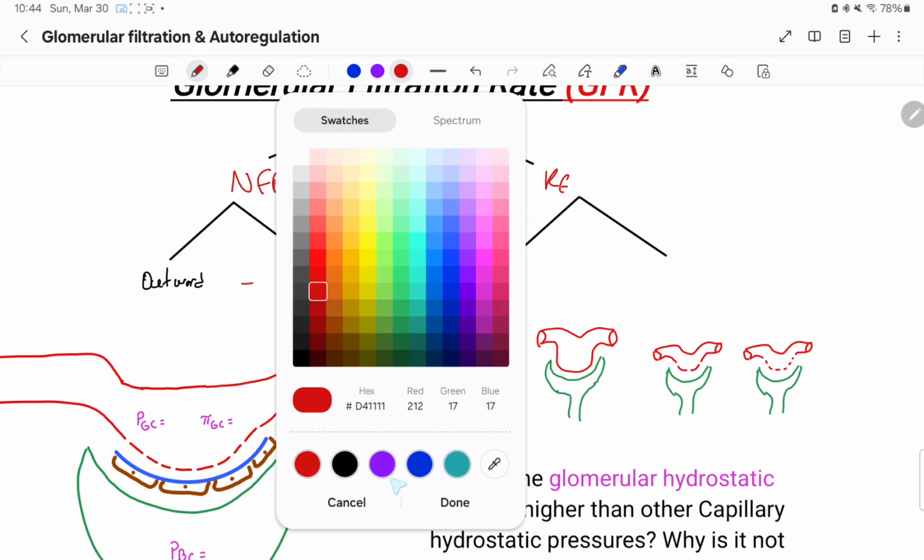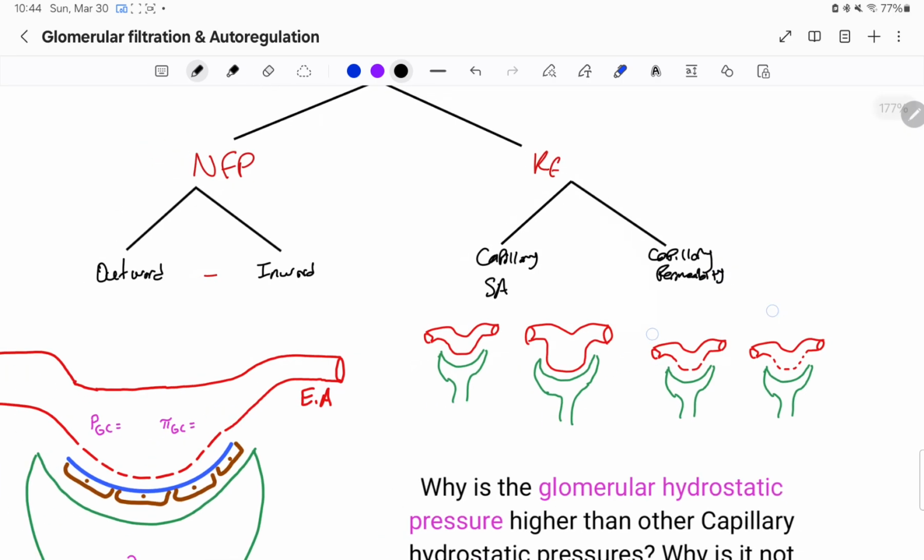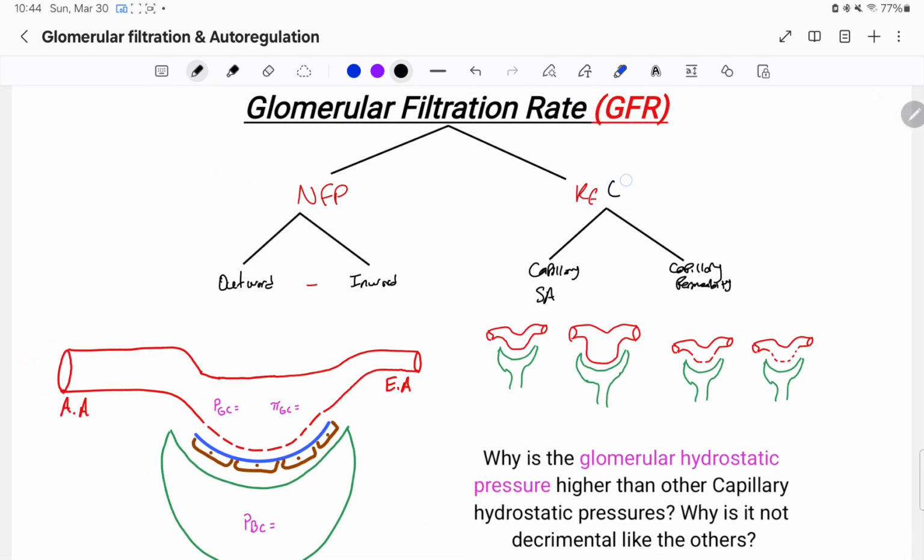The Kf, or the filtration coefficient, is actually being determined by two things. One of them is the capillary surface area. The other one is capillary permeability. Surface area refers to how much space I have for filtration, so you can think of the number of capillaries, or the size of the capillary. Capillary permeability refers to the amount of open fenestration pores that I have. The more fenestration pores I have, the more permeable. The fewer, the less permeable. These will all have an impact on the filtration coefficient.